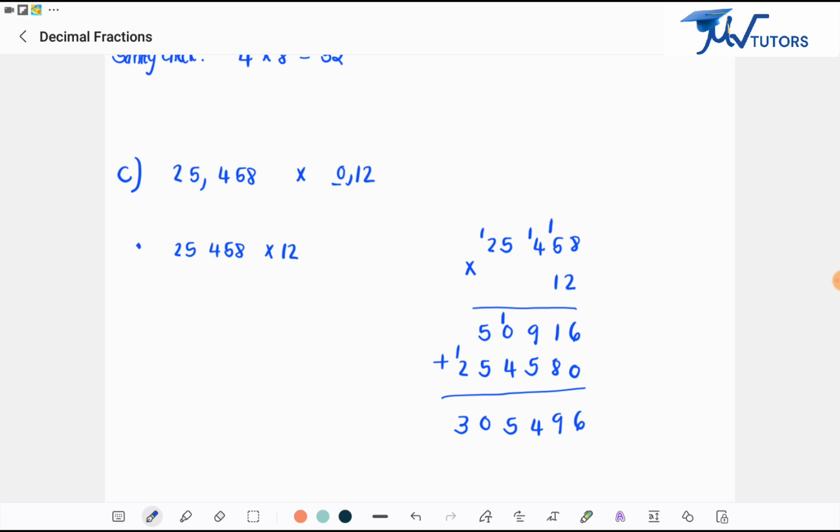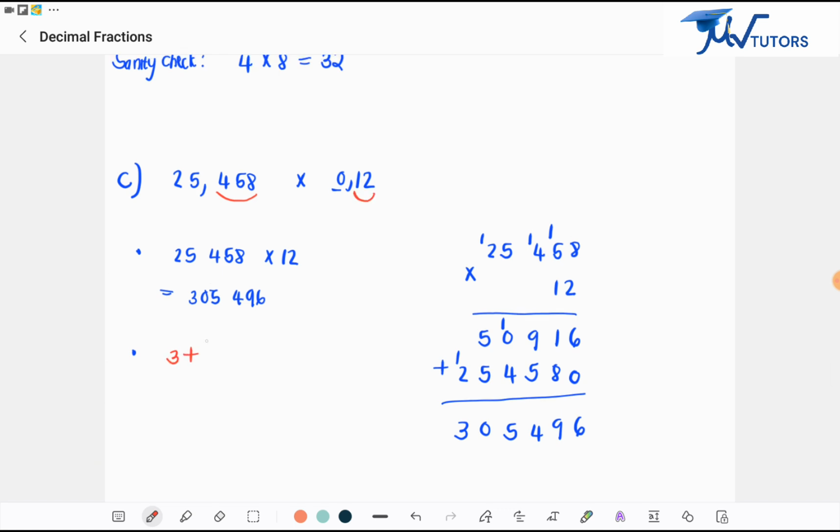Whew, my goodness. So basically, 25,458 multiplied by 12 is 305,496. Now, let's go look. After the decimal comma, how many places do we have there? We have 3. So we're going to take the 3. And then here we have 2 places.